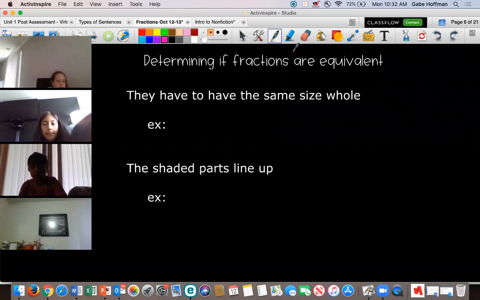So to determine if fractions are equivalent, first we have to start with the same size whole.